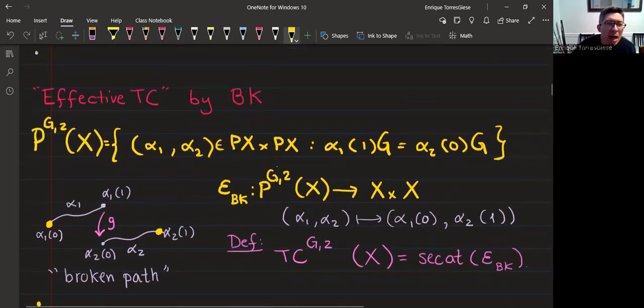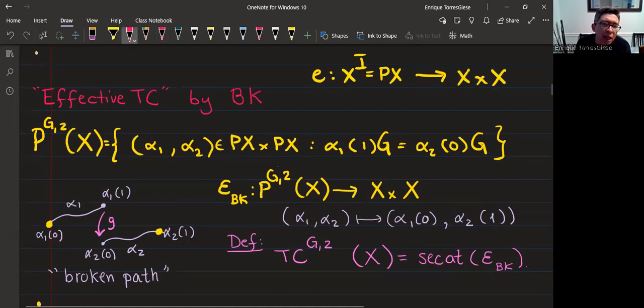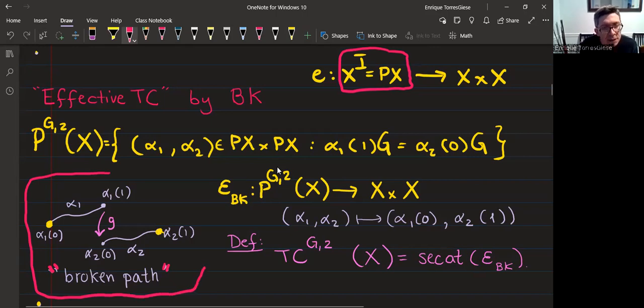So here is the construction of the effective TC of Błaszczyk and Kaluba. Remember that in the construction of TC, we go from the space of paths, using this notation, via the evaluation map into the Cartesian product. What they did is replace this space by the space of what we could call broken paths. So what are these? Essentially, these are paths consisting of two components in such a way that the endpoint of the first component is part of the orbit of the start point of the second component, as you can see in this graph I have over here on the left-hand side.